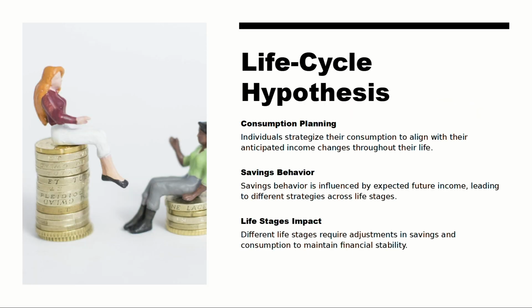Life cycle hypothesis, consumption planning. Individuals strategize their consumption to align with their anticipated income changes throughout their life. Savings behavior. Savings behavior is influenced by expected future income, leading to different strategies across life stages. Life stages impact. Different life stages require adjustments in savings and consumption to maintain financial stability.